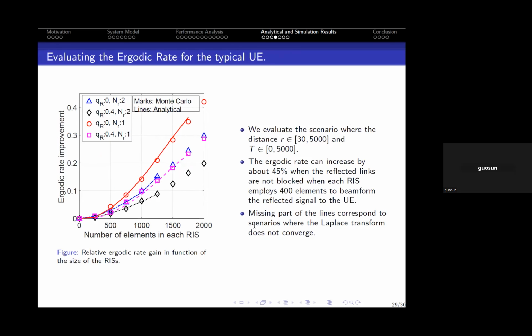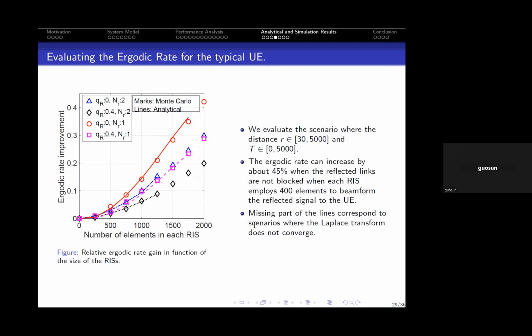Then this is the same result, an ergodic rate for the same setup as the coverage probability in previous slides. However, here we have to say the analytical result is done with some limits. It's not infinite because it's still a numerical result. And we say the RIS can bring some benefits in the scale of some 10%, not some fold.